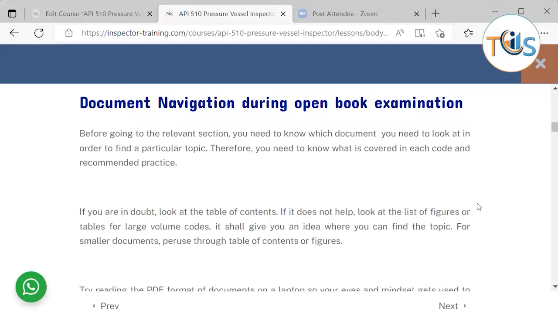Okay, let's go to document navigation during open book examination. So before going to the relevant section, as I said, you need to know which document you need to look at in order to find a particular topic. So you should know roughly where you can find that piece of information to solve an open book question. On top of that, you need to know which section you need to go.